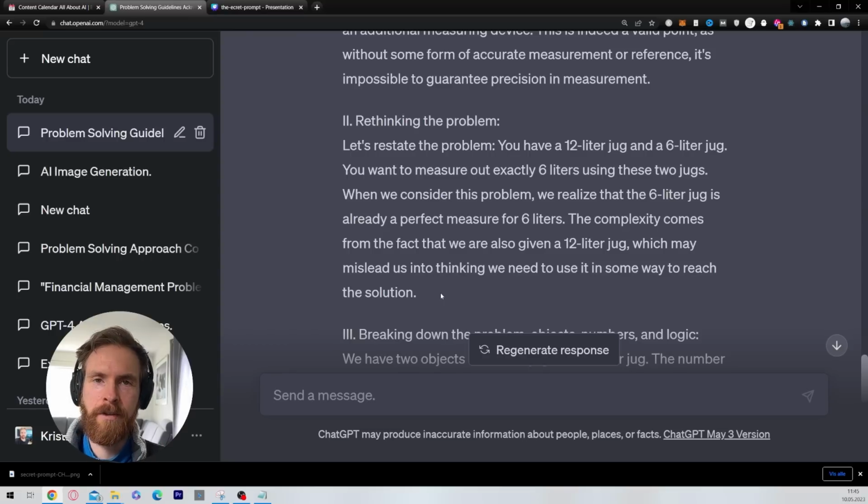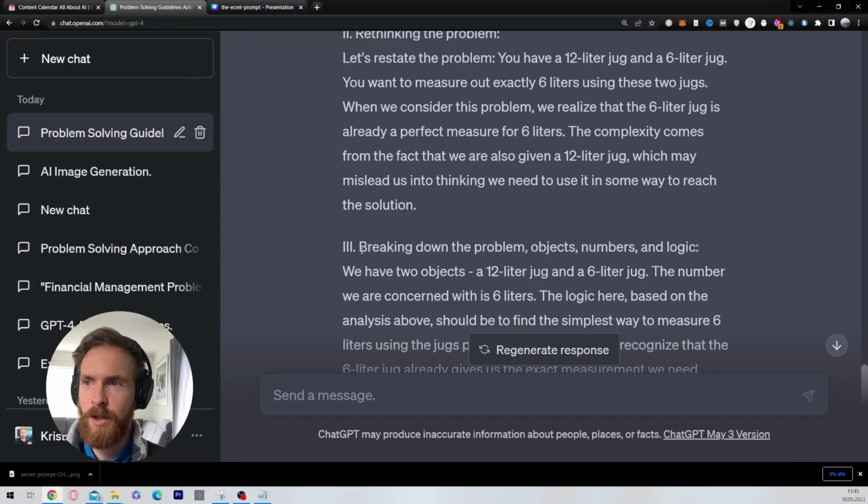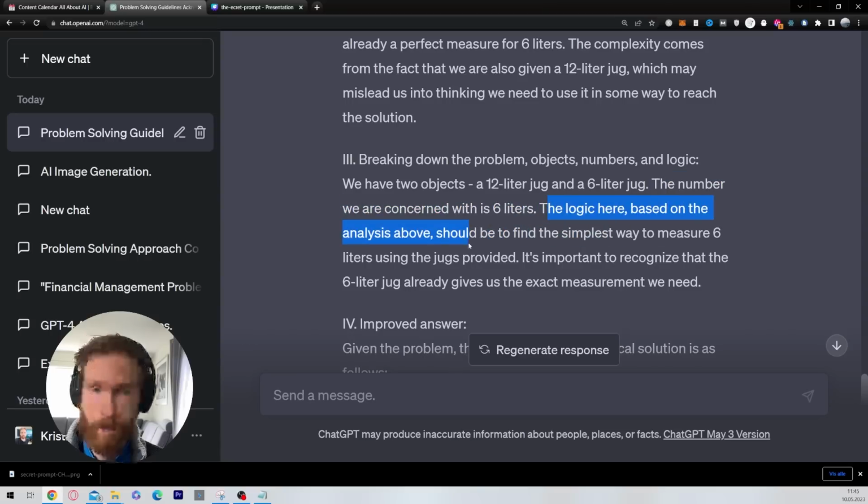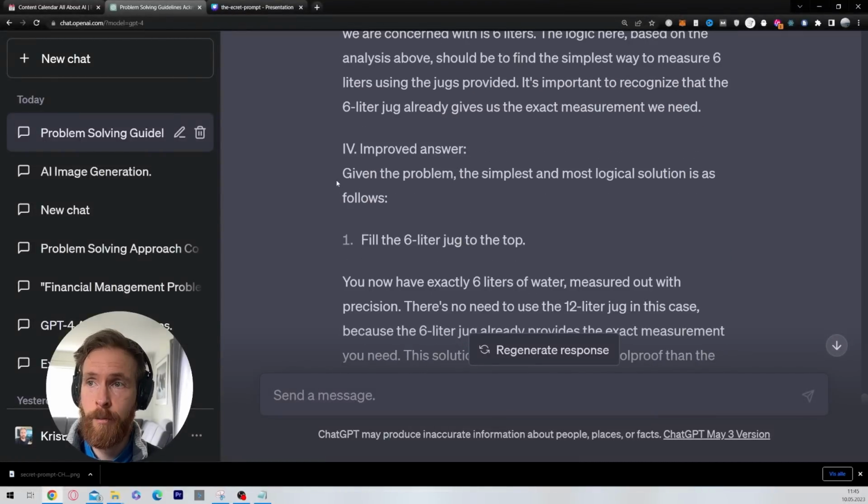So when we start off this problem, ChatGPT or GPT-4 thinks that we have to use both jugs, right? That makes no sense. Breaking down the problem's objects and numbers, we have two objects, a 12-liter jug and a 6-liter jug. The number we are concerned about is 6 liters. The logic here, based on the analysis above, should be to find the simplest way to measure 6 liters using the jugs provided. It's important to recognize that the 6-liter jug already gives us the exact measurement we need. Yes, perfect. So, improved answer.